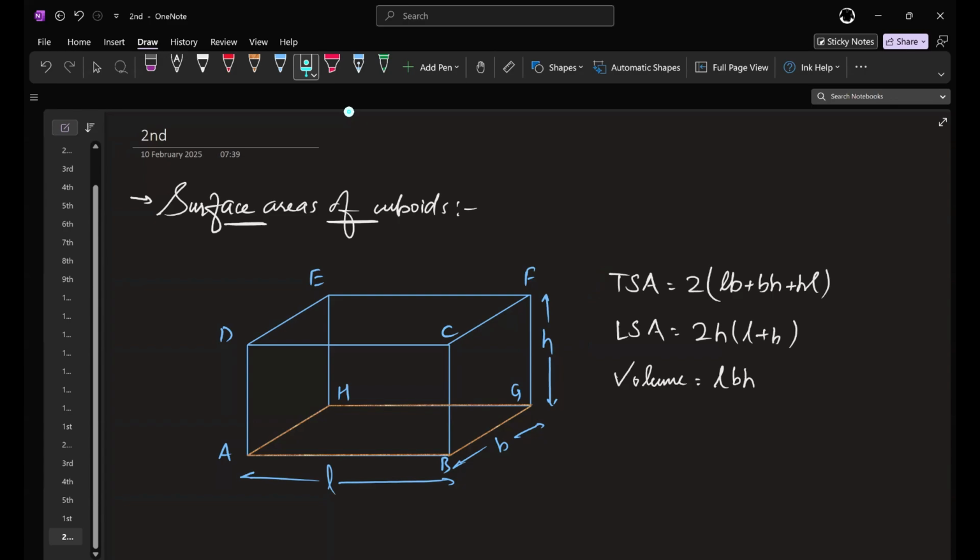So basically, you know the concept. We have to ignore the top and bottom of the figure, like the room that we are in, which has the shape of the figure we are discussing. So the top and bottom area has to be ignored. Therefore, LSA has come out to be this. Now, if the assumption changes in a question, then you know what to do. You will derive it. Any doubts? No. Okay.